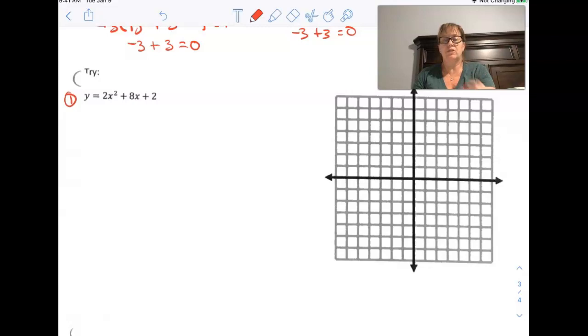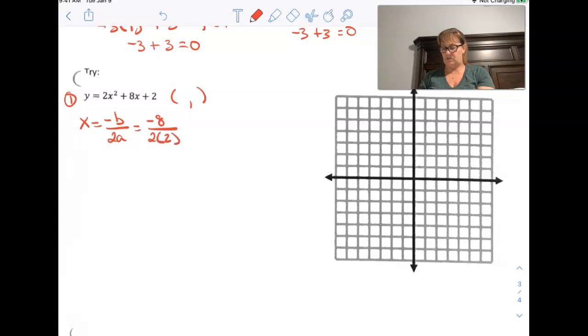Okay, I'm assuming that you paused the video and you have your answer. I'm going to work this out for you now. So step 1's done. We need our coordinate pair for our vertex. So we say x equals -b over 2a. Our b is 8, so -8, 2 times a, and our a is a 2. So this means that our x value is at -8 over 4, which is a -2.